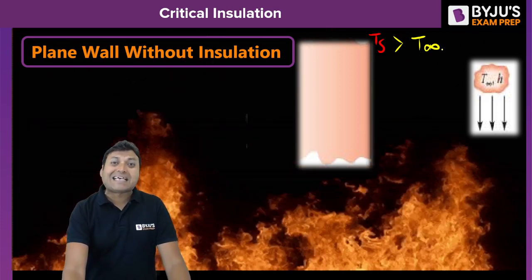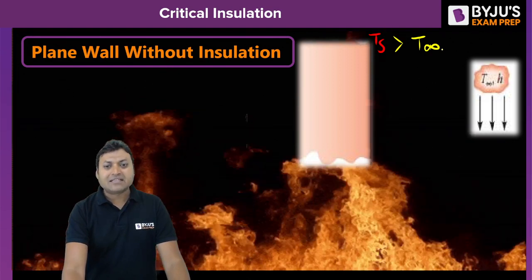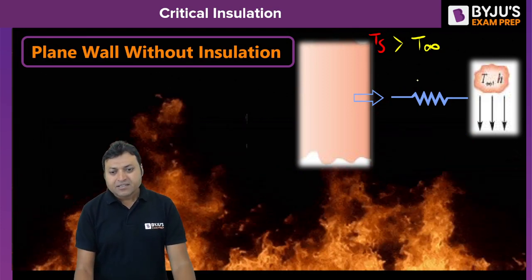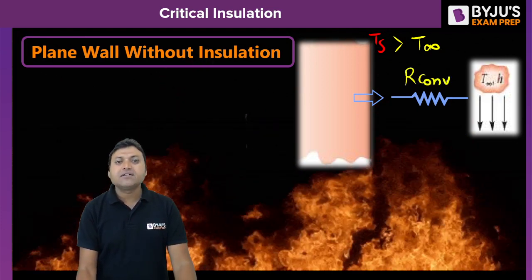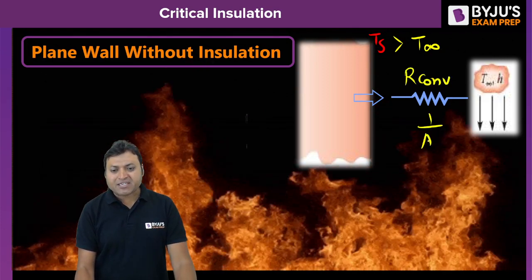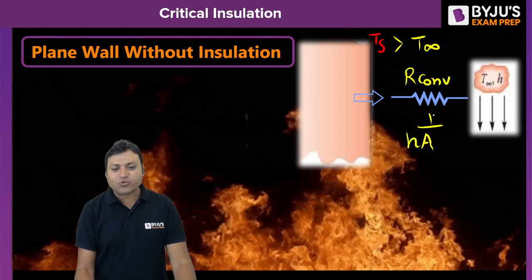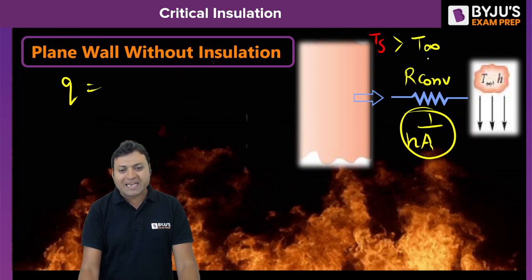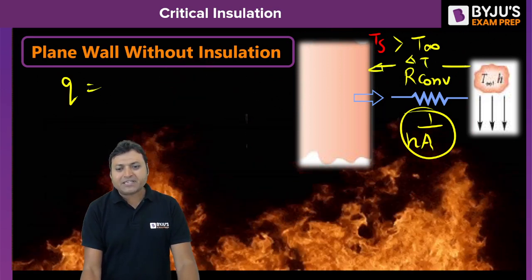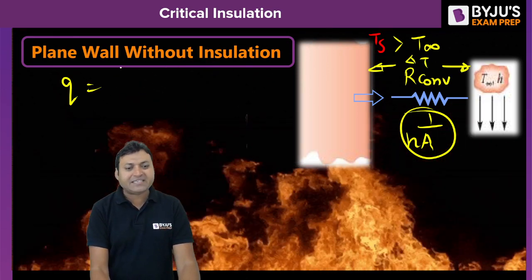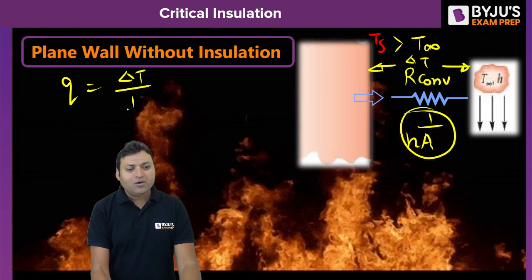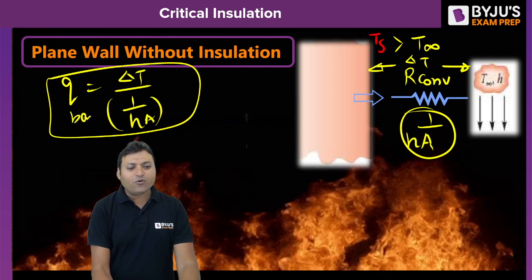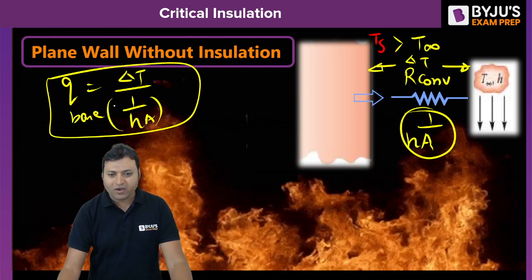If we draw the thermal circuit diagram, there will be a single thermal resistance, that is convective resistance, and the expression will be 1 upon hA. That is the convective resistance, and Q will be equal to delta T, the temperature difference between the surface and the free stream temperature of the fluid, upon 1 upon hA. That is the rate of heat transfer without any insulation for the bare wall.